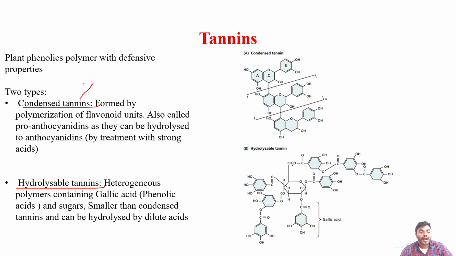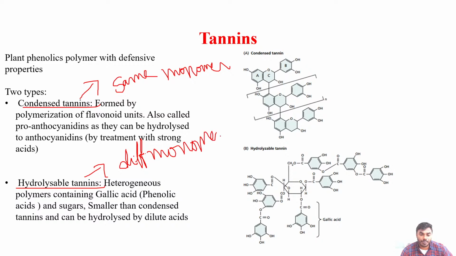I will tell you, condensed tannins are formed by the same monomer, whereas hydrolyzable tannins can be formed by different monomers. So what is the point every student has to remember? Since the condensed tannin is formed by the same monomer, you can't break it easily. If you want to break it, you always require a strong acid. Without strong acid, you can't break it at all.